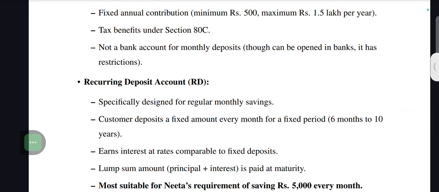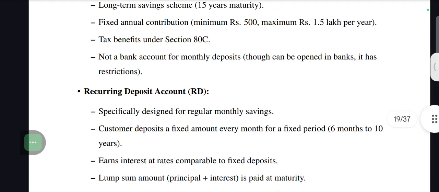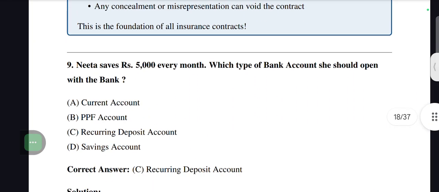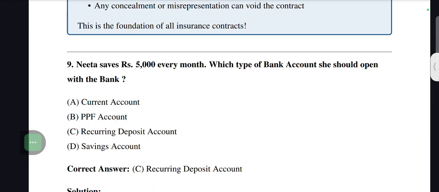So therefore the correct answer will be recurring deposit account, as you can save money monthly for a fixed period of time, and she wants to save 5,000 rupees monthly. So therefore recurring deposit account will be the correct answer.